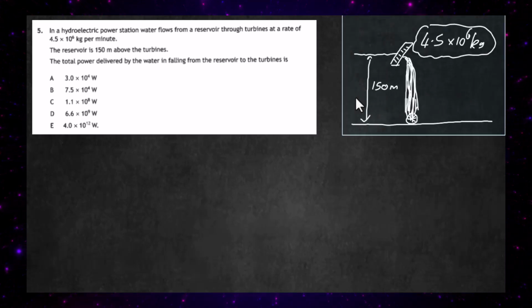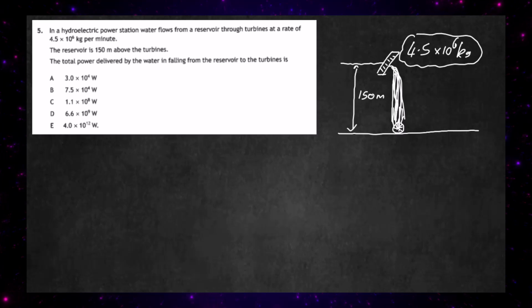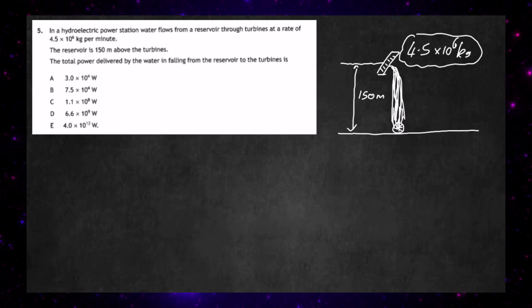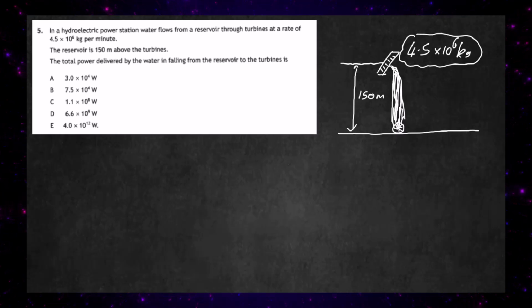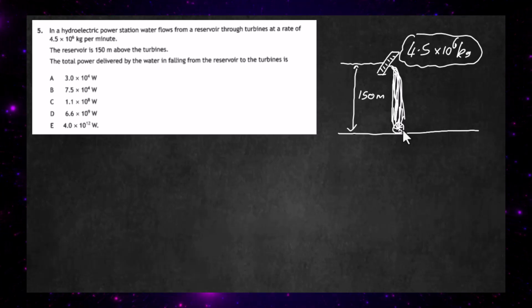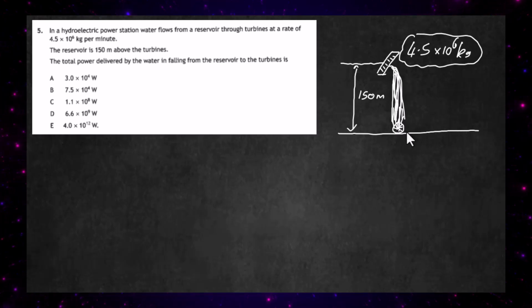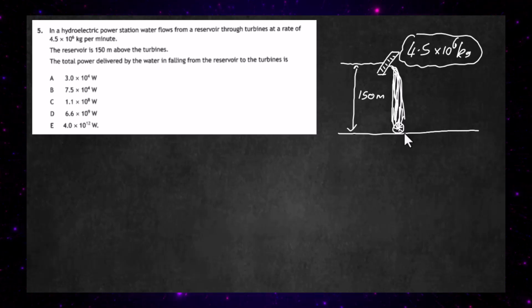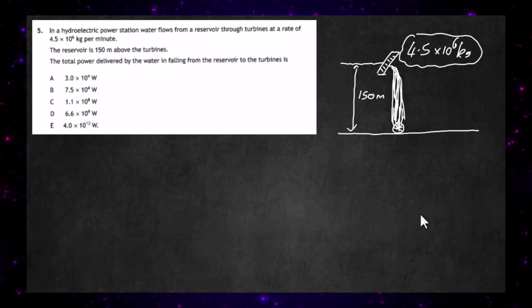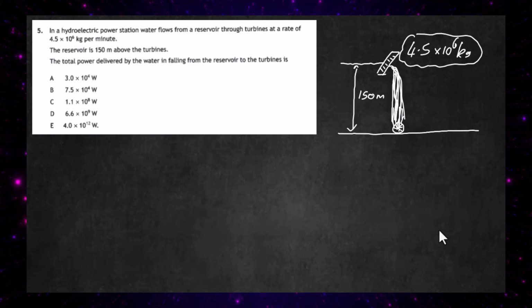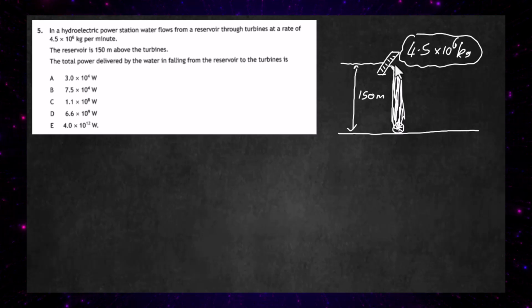Here's a quick sketch of what we have. You can see we've got 4.5 times 10 to the power 6 kilograms of water, and it's at a height of 150 metres. That's the reservoir there, and it's going to fall down onto these turbines here. It's really an energy problem. Per minute, we'll keep that in the back of our mind at the moment and just simply work out the potential energy which the water has at this point here.